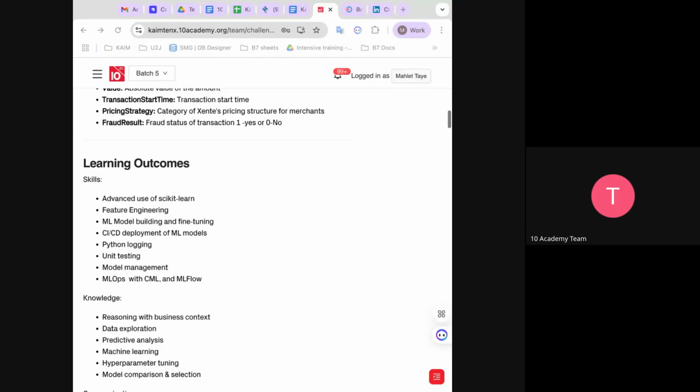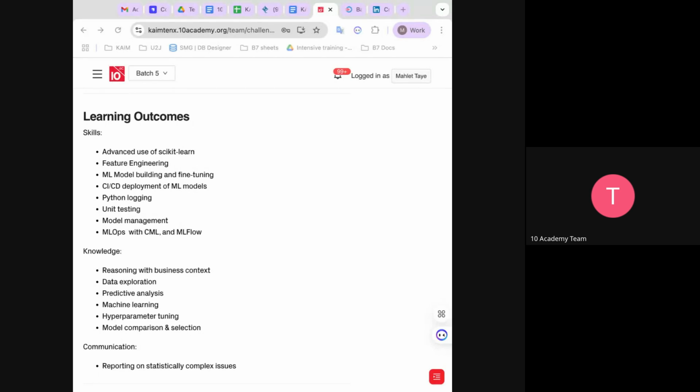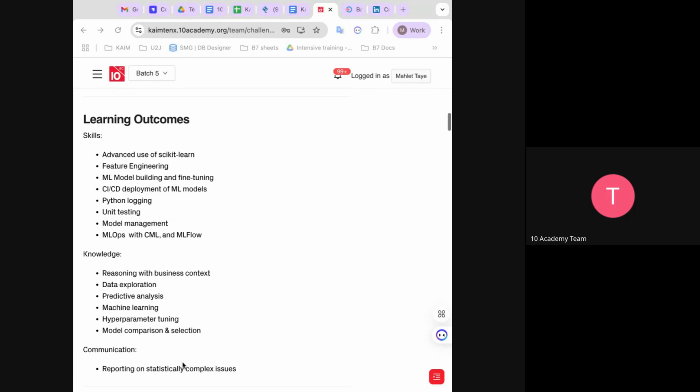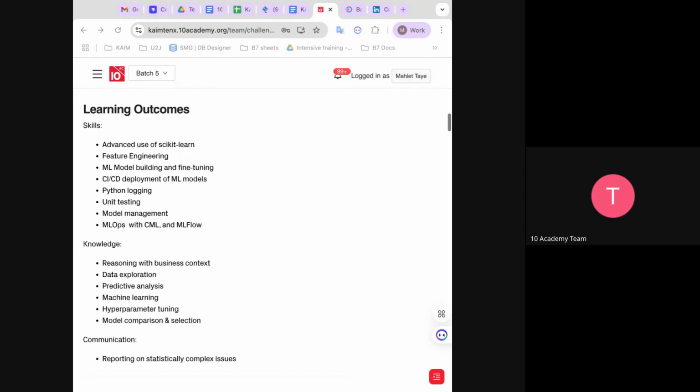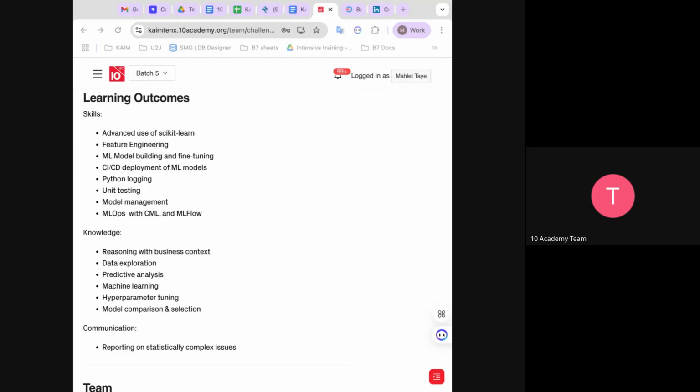So in terms of knowledge, there will be reasoning for business context, additional data exploration, plus you will know what predictive analysis means in terms of risk, and how you can train machine learning models, tune hyperparameters, and compare multiple models. And from the communication perspective, you will have reports that can tell what you have done and what you have explored.